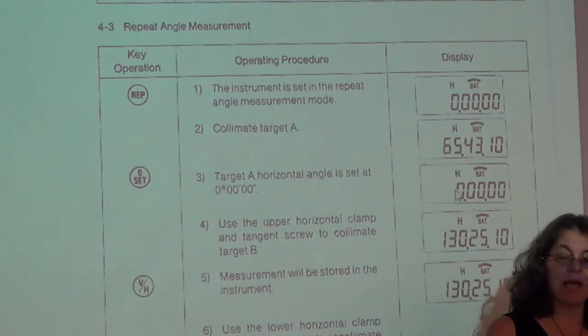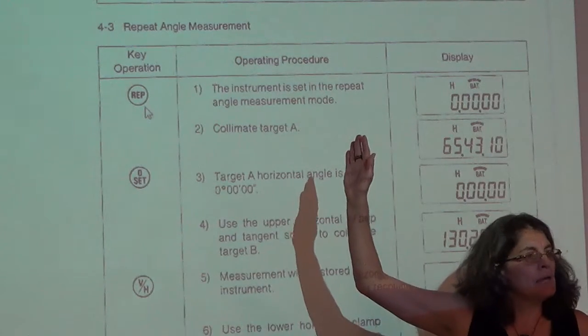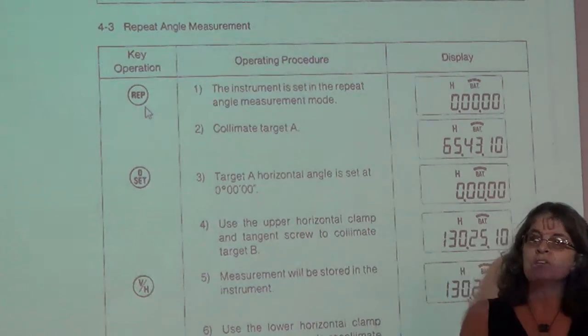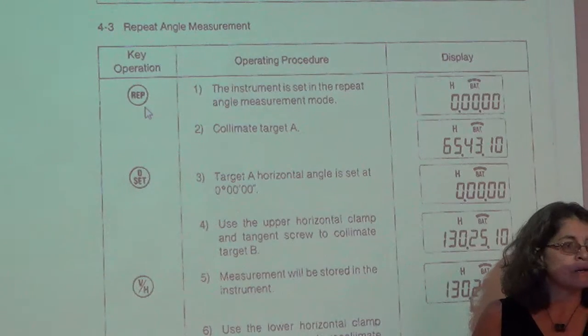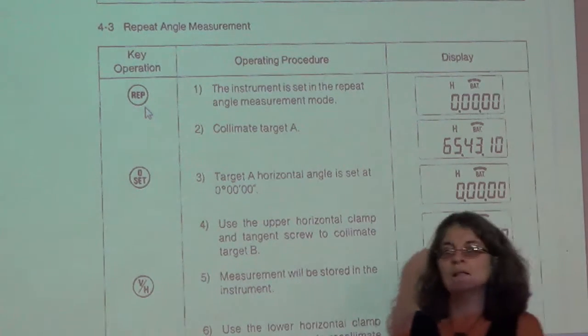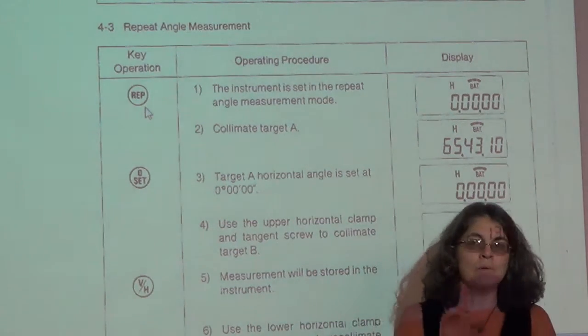You press 0 set and it's 0. Then you turn to B, you get 130. And because you're in the repetition mode, how many of you have done AutoCAD? You know how there's commands in commands? For instance, you say line, I want to draw, or you click. You guys probably do a lot more clicking.